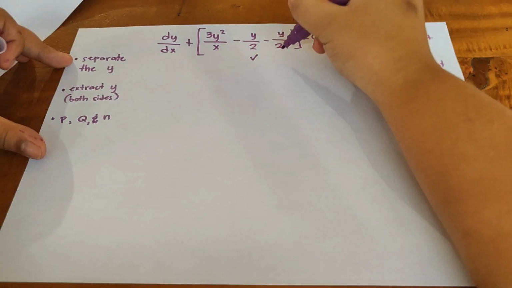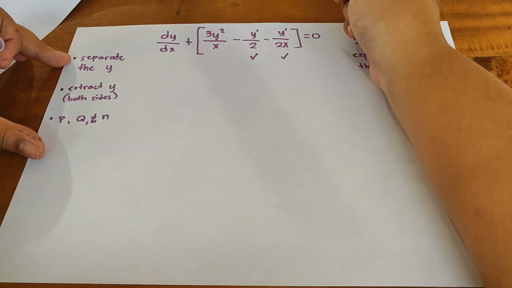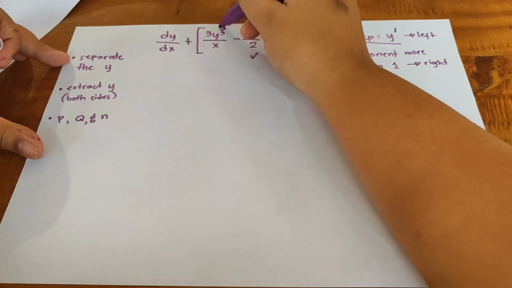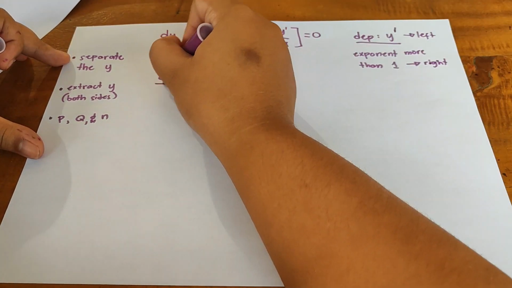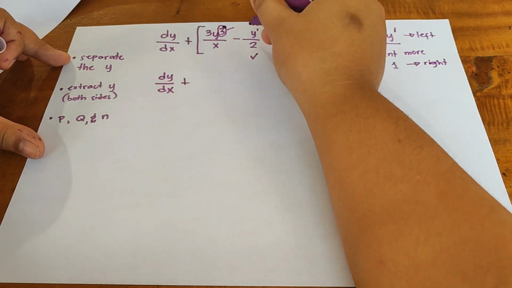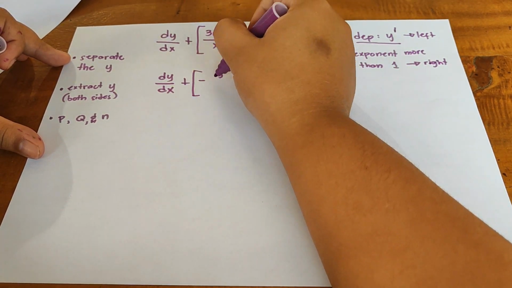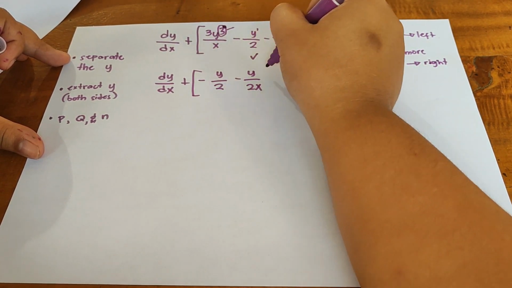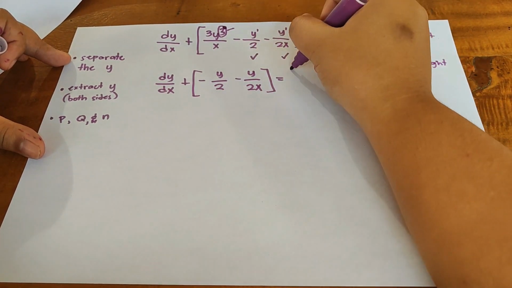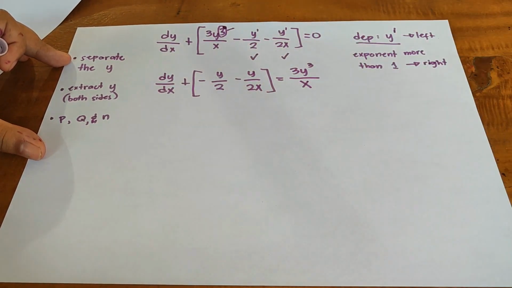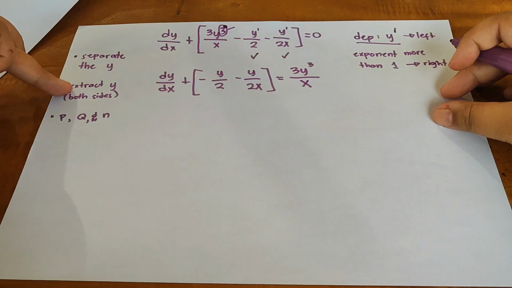So with our equation, I checked the y variables with the exponent of 1 that will be on the left side of the equal sign. Now we will rewrite the whole equation. So dy over dx plus the y variables with exponent of 1 will be on the left, and then 3y cubed over x will be on the right side of the equal sign.